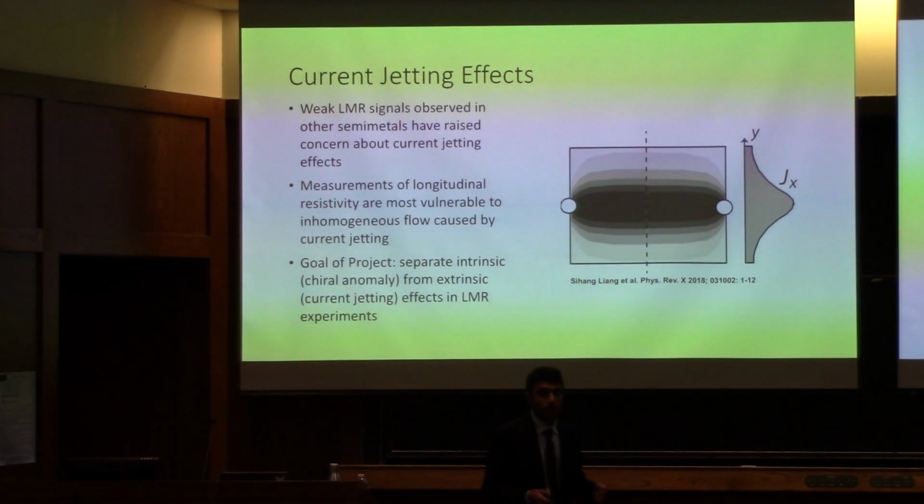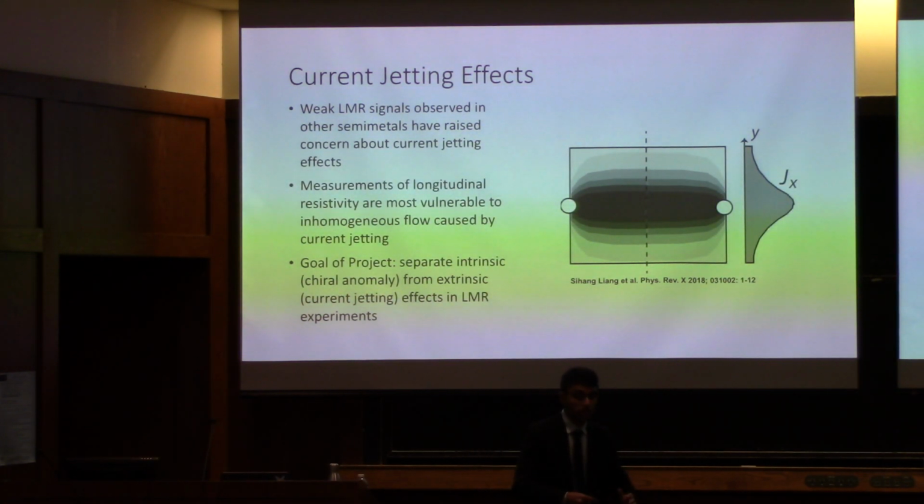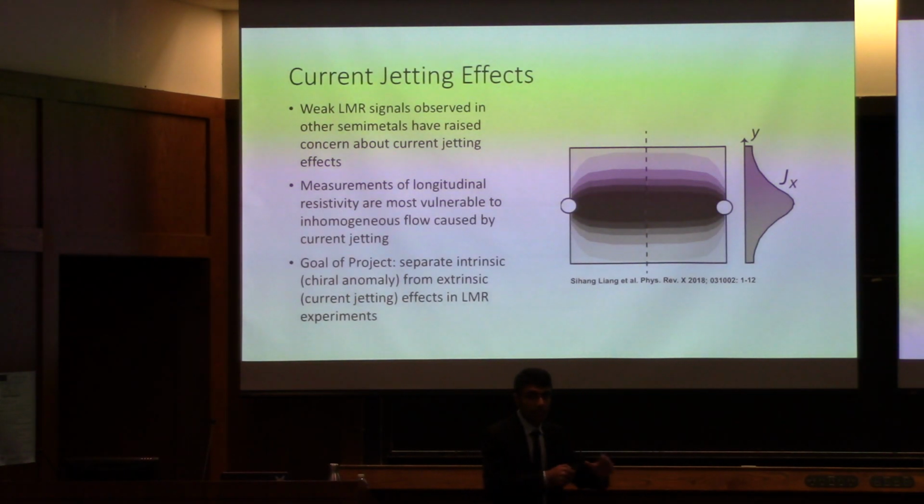However, we also see similar effects observed due to an extrinsic effect that results from experimentation. In previous studies that actually falsely concluded that the chiral anomaly is observed in other materials such as tantalum arsenide, that is actually due to current jetting effects. As we see in this figure over here, we have a localization of charge density along the center, and the charge density gets weaker and weaker once you get to the fringes of the sample. So because of that, once you have a stronger magnetic field, your charge density actually becomes more and more localized towards the center.